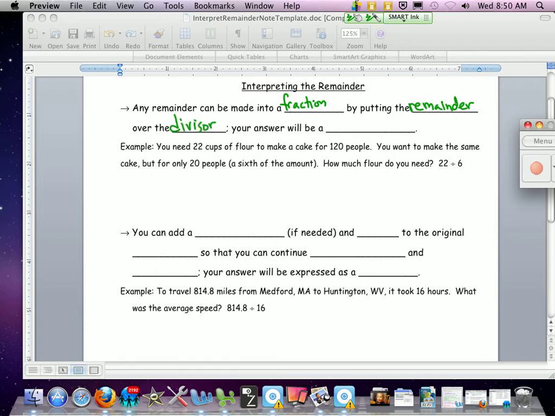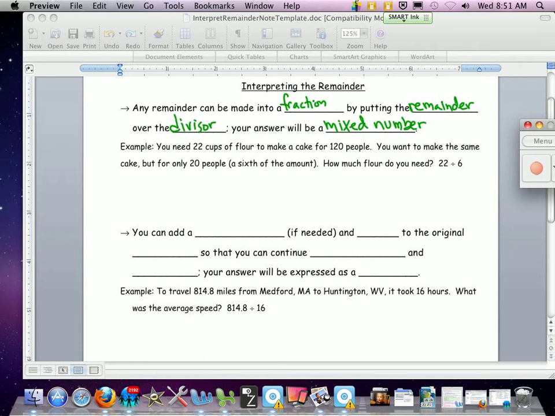Then you're going to want to simplify that fraction as well. Whenever we're dealing with fractions, our final answer should be simplified. But in this case, your answer will be a mixed number. There are other times it might explicitly say, give a mixed number answer. But if it doesn't say, and I don't have a decimal in either my dividend or my divisor, then I can go ahead and make a mixed number answer.